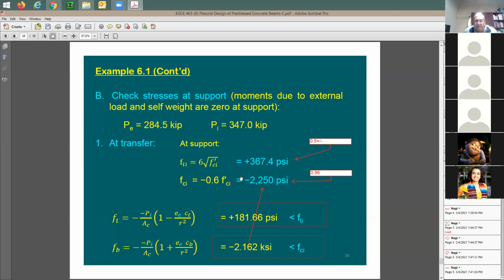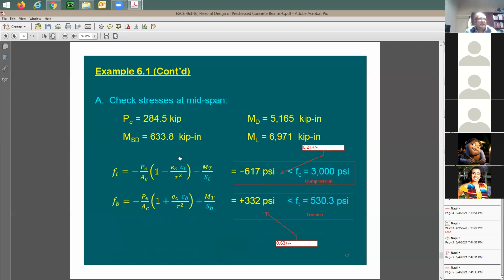Question. A quick question. For E sub E, does that mean effective eccentricity? Not really, because eccentricity is the same. It's going to be the same as eccentricity. It could be just a typo. It's just EC and EC for the concrete.